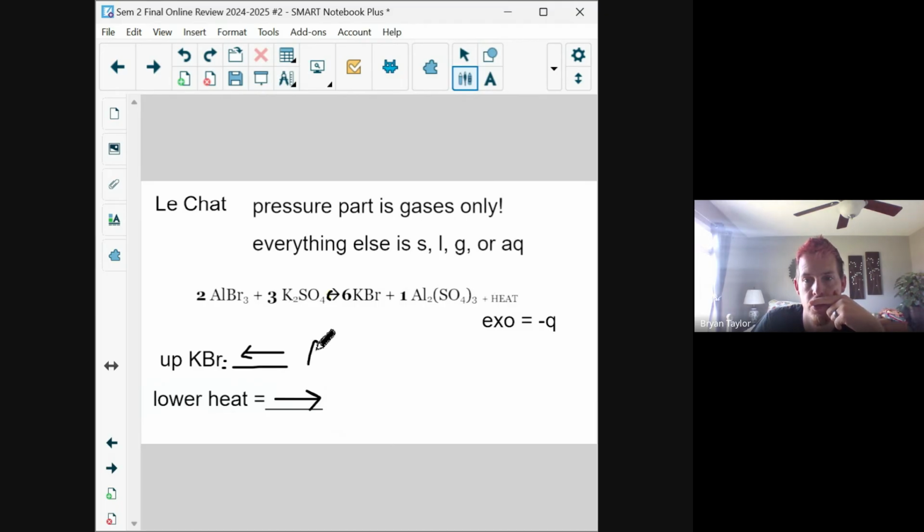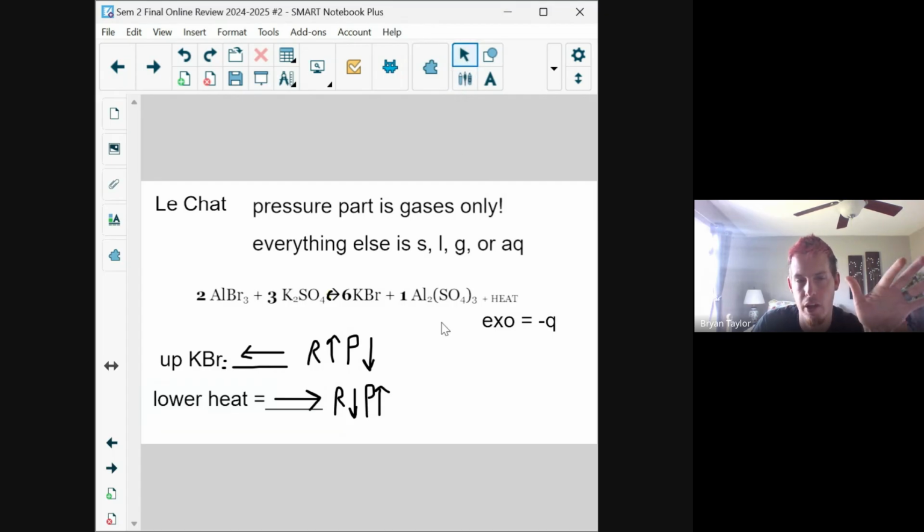So in this one, your reactants are all going to go up, and your products are going to go down. In this one, your reactants are going to go down, and your products are going to go up. And that's how everything works but pressure. Is that good so far before we talk about pressure? Ladies, is that good? Because I know we talked about it a little bit at the end. It's the same old, same old. Gain stuff, use it. Lose stuff, get it back.